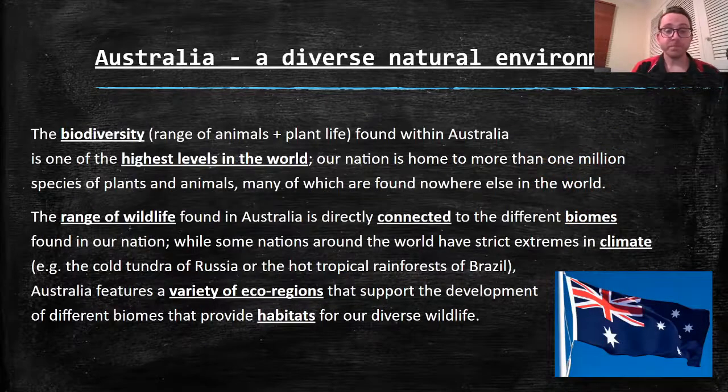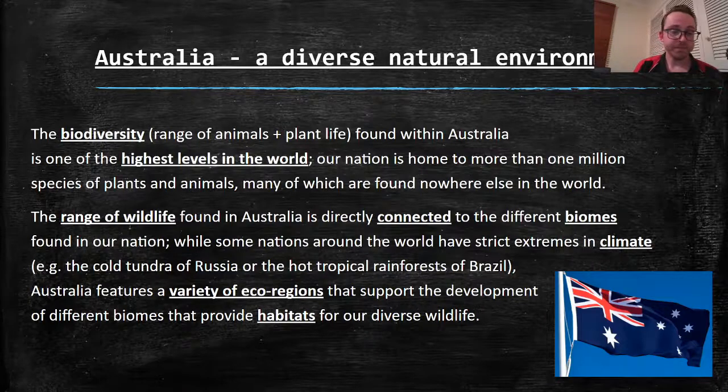So, biodiversity, speaking of which, is the range of animals and plant life. Bio means life, and diversity means differences. So the amount of the different types of animals and plants found in Australia is one of the highest levels in the world. We're very famous for the different types of animals that we have in Australia, you know, the koalas, the kangaroos, the etceteras.